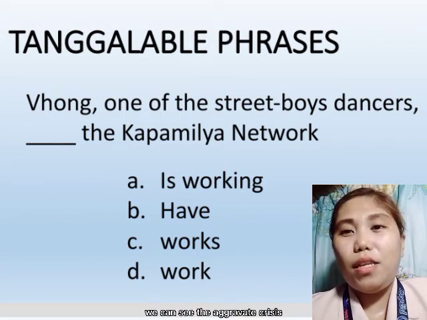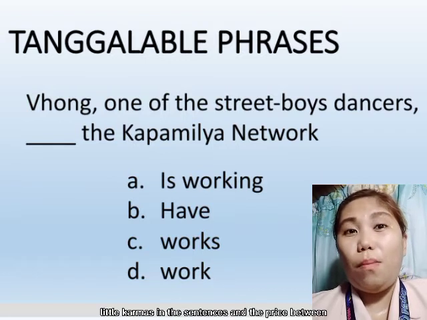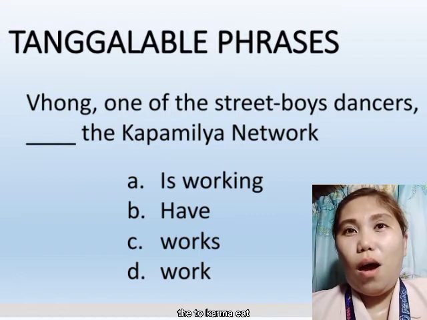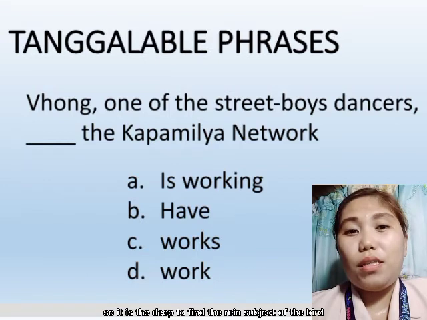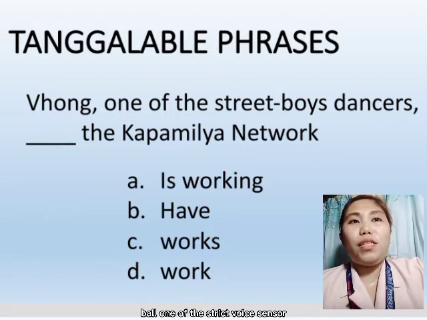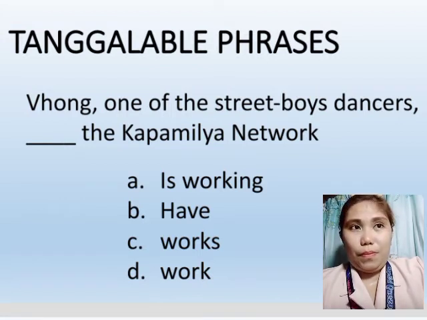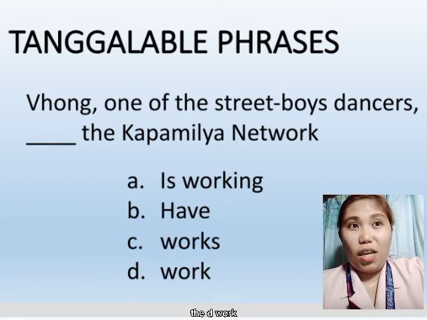We can see the tanggalable phrases when we see two commas in the sentence, and the phrase between the two commas could be tanggalable. So it is the tip to find the real subject of the verb. Bong, one of the Street Boys dancers, blank the Kapamilya Network. Letter A, is working. B, hub. Letter C, works. Letter D, work.